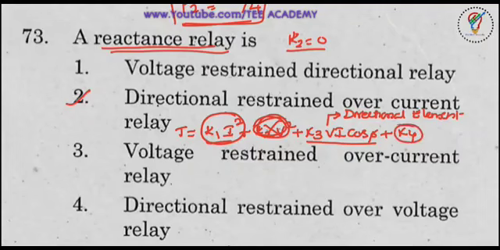It's common for all the relays, so you don't need to bother about this. Remember here for this case K2 will be 0. So directional restraint over current relay is the right answer.